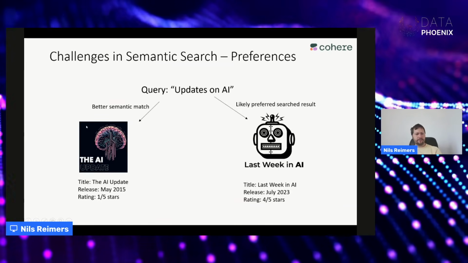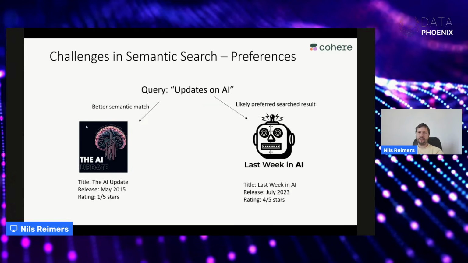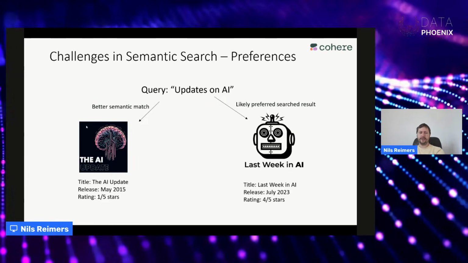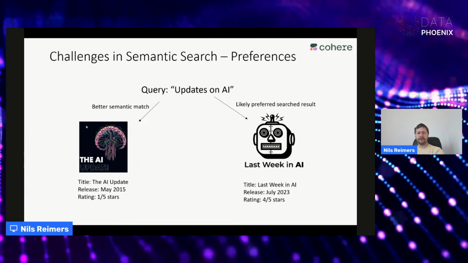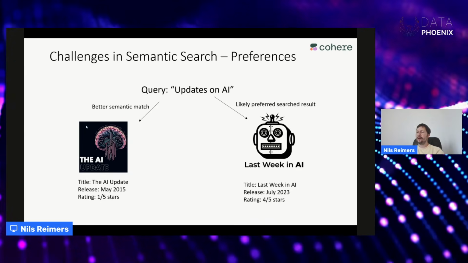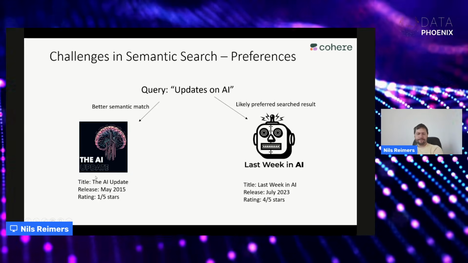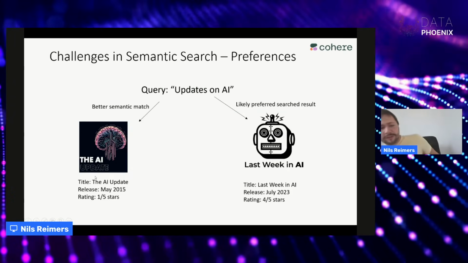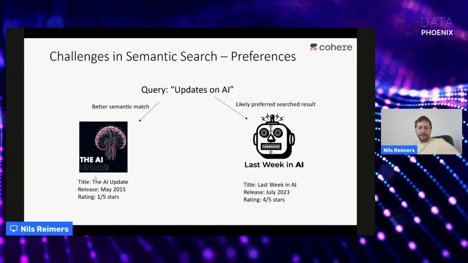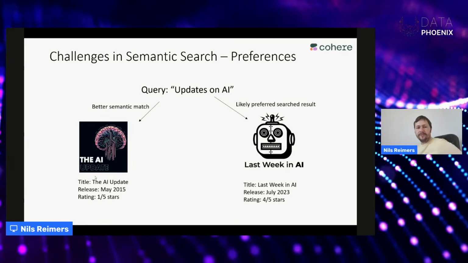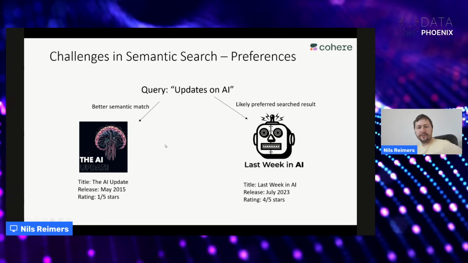And right now there are no approaches for how you can encode the recency of information, or how you can encode popularity and star rating of content. So you just stick with the text match and can't take this relevant information into account in a semantic search space.